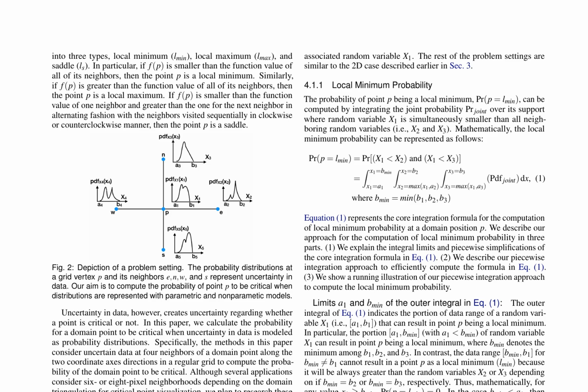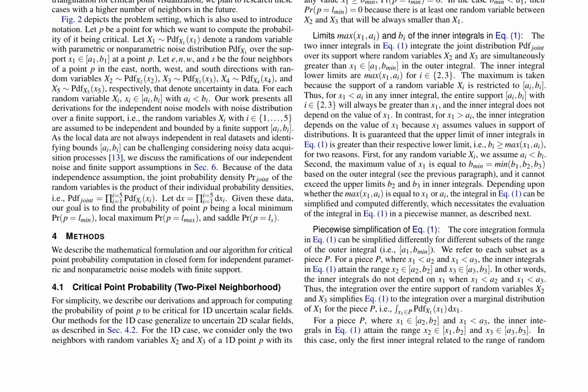The approach for computing the probability of a point being a local minimum, local maximum, and saddle is developed, starting with the 1D case and generalizing to uncertain 2D scalar fields. In the 1D case, 2 neighbors with random variables x2 and x3 are considered for a 1D point P with its associated random variable x1.